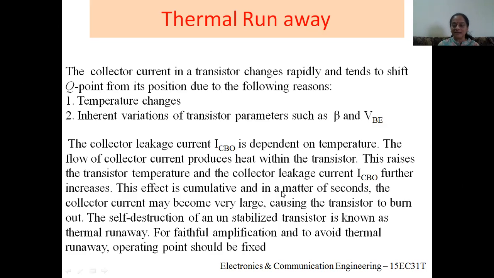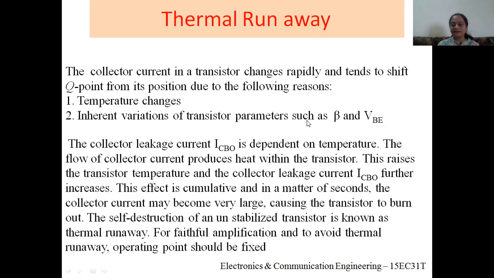But what happens in a transistor is that the collector current changes rapidly and tends to shift the Q point. The reason the collector current changes is that it is dependent on temperature changes. When you operate a transistor for a longer time, it may heat up, and when the temperature changes, the collector current changes.